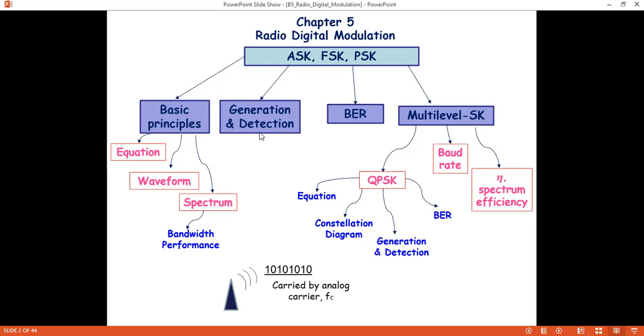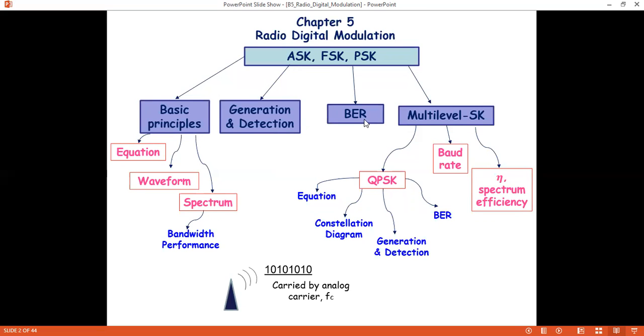And then we look at the generation and detection circuits for synchronous and asynchronous methods. And then there's one new thing that we will learn here, which is bit error rate.